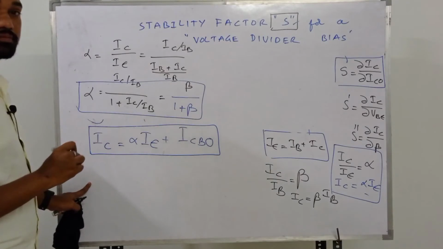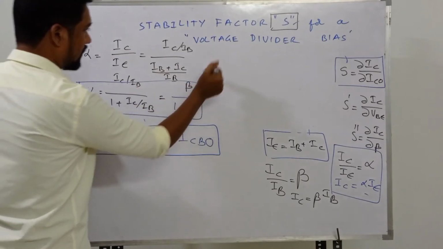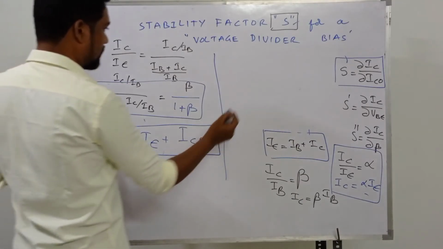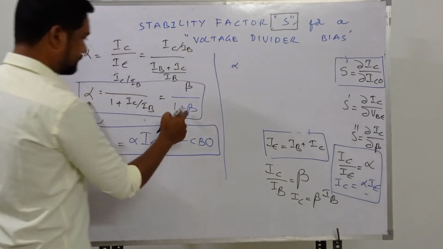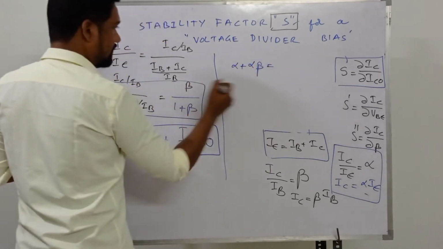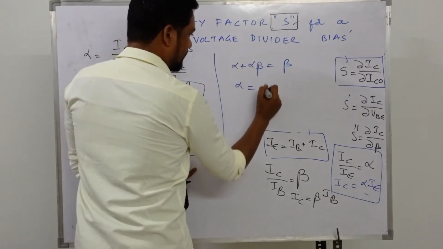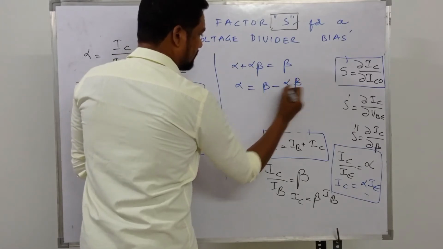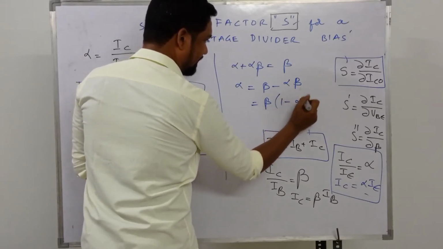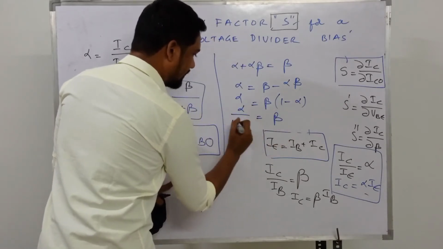We need this one in the derivation, in which we are in search of the stability factor. Cross multiplying this one, alpha is equal to beta by 1 plus beta. So cross multiplying, we have alpha plus alpha beta, which is equal to beta. So beta, alpha as it is, beta minus alpha beta, which is equal to, taking beta as common, 1 minus alpha, and alpha on LHS. So beta will be equal to alpha by 1 minus alpha.